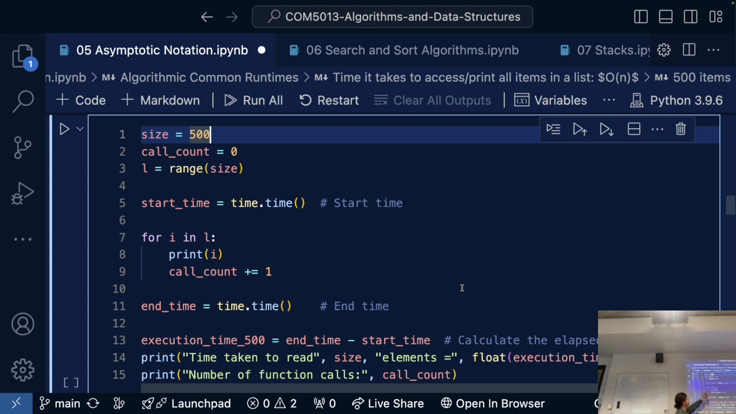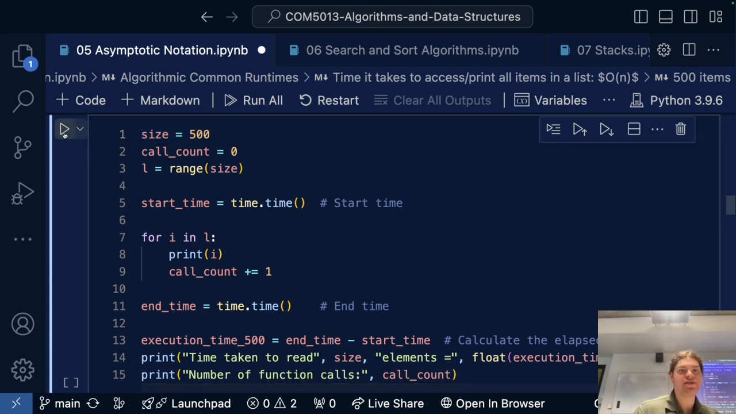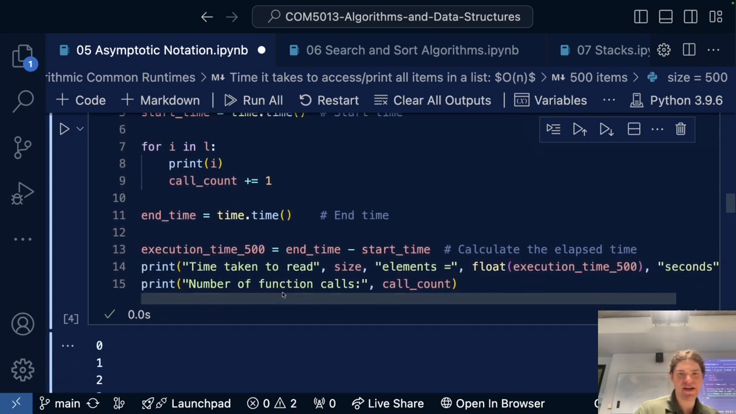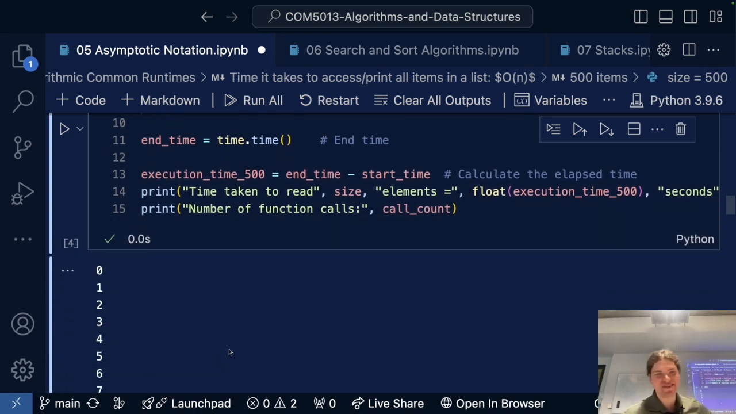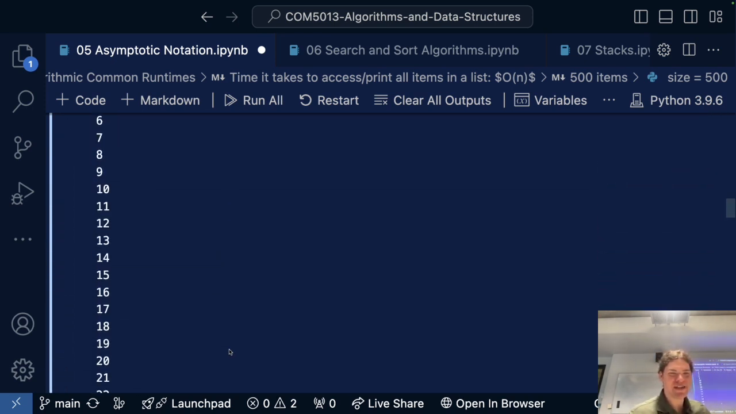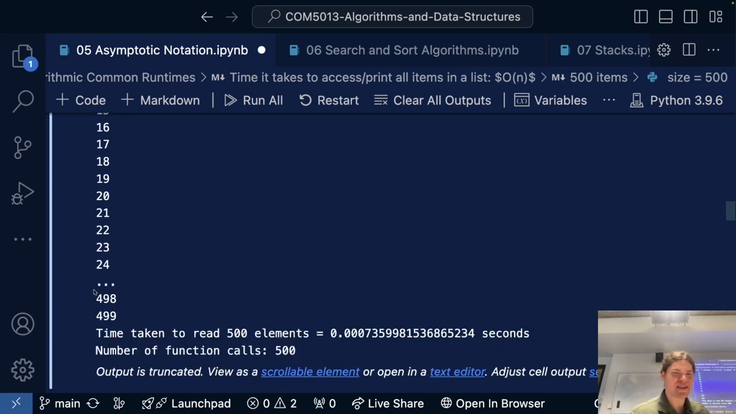Call count possible. So we should expect to see 500 calls if we've got a counter. Repeat it every time, 500 times, printing out the i as we go. Then we'll have a look at how long it takes to do that, and the call count. That's just counting the number of operations. Just so we can get a handle on this, let's have a look at it. Here we go, here's the print, 0, all the way down.